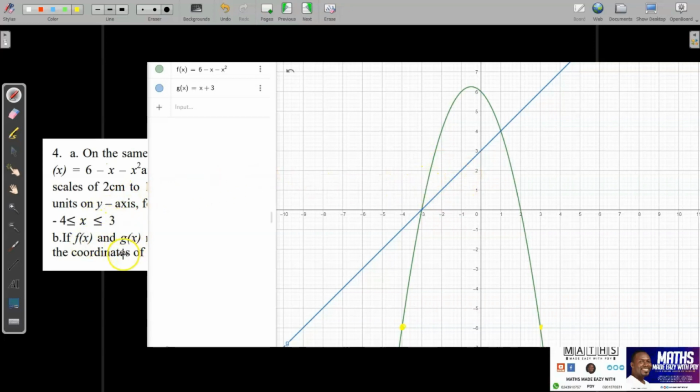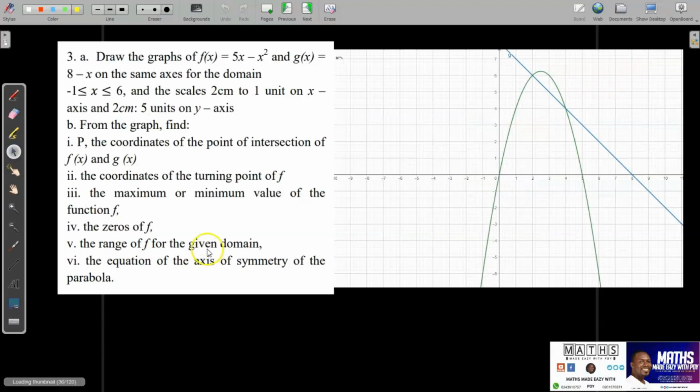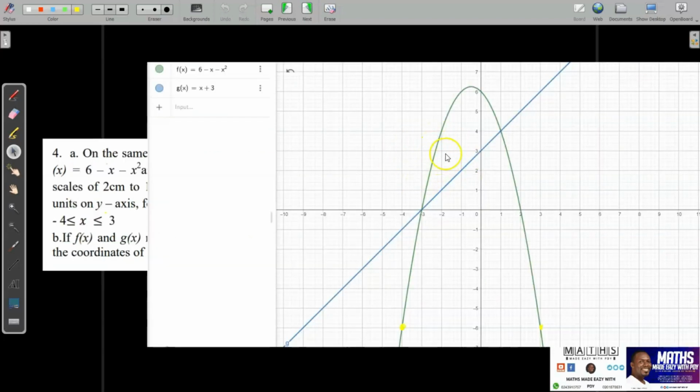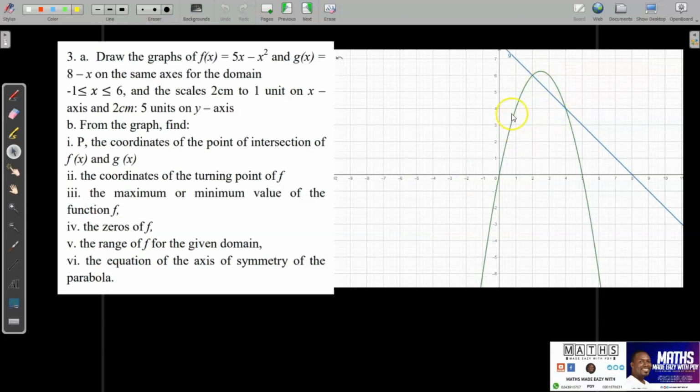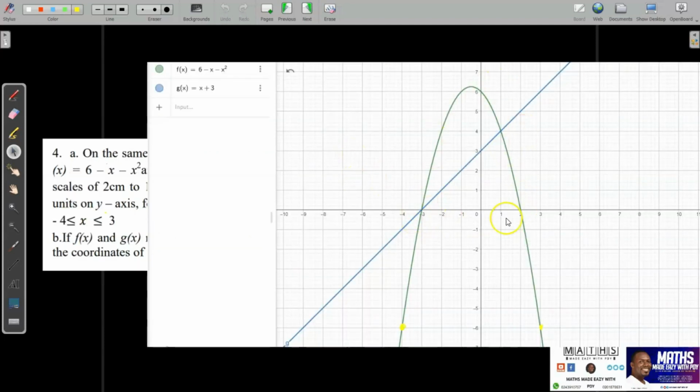As for answering the questions, I said we'll be doing that today. So that's the first one that I asked you to do. Then the second graph was this. That one too included a quadratic and a linear graph. Now you can see that there's a huge difference between the first one and the second one. Whereas the first passes through the center, the second one doesn't pass through the center.